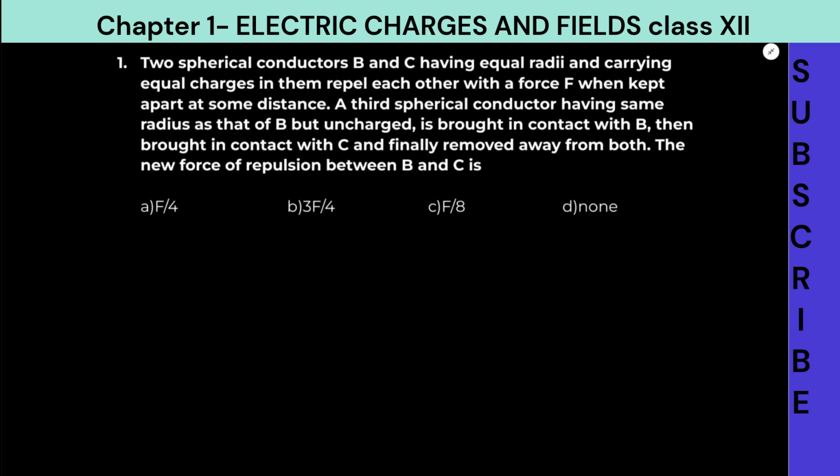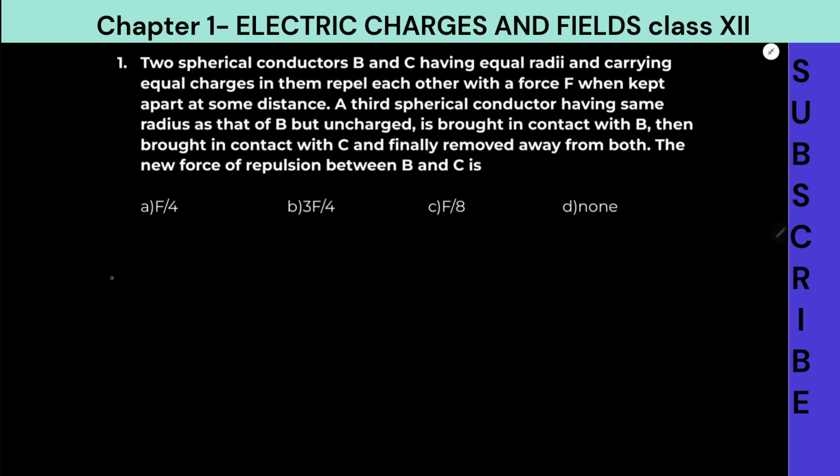Let's start with our second paper. So the first question in the second paper is, two spherical conductors B and C, equal radii and carrying equal charges in them, repel each other with a force F when kept apart at some distance. A third spherical conductor having same radius as that of B but uncharged is brought in contact with B, then brought in contact with C, and finally removed away from both. The new force of repulsion between B and C will be what?